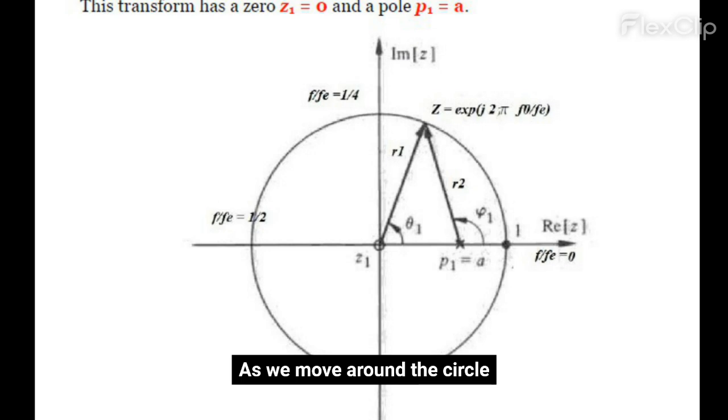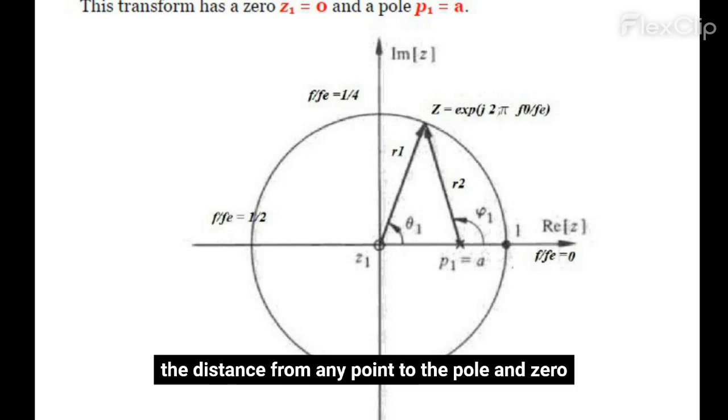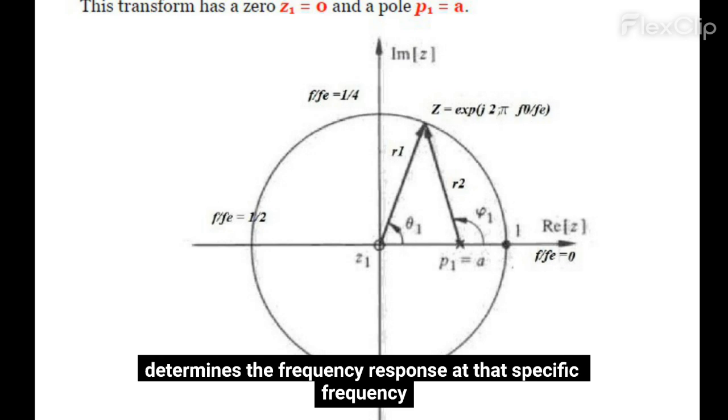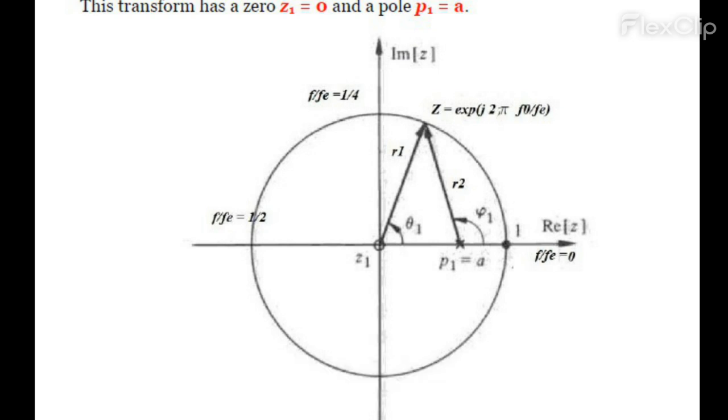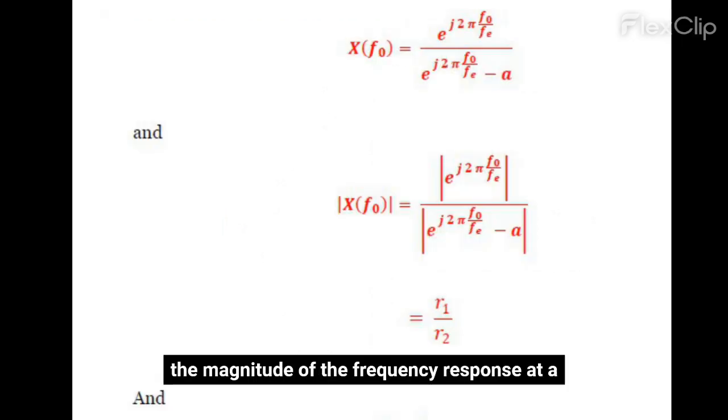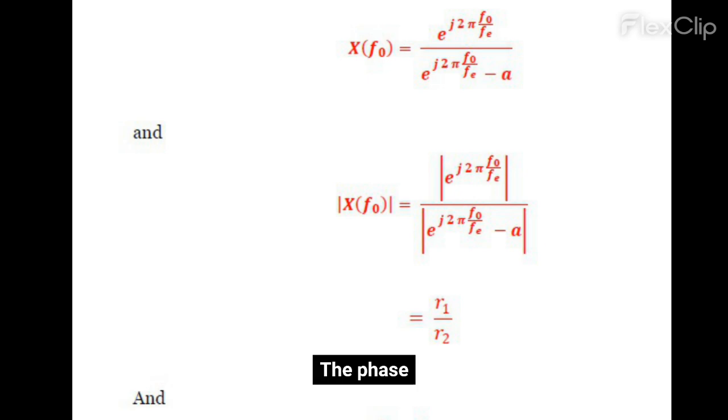As we move around the circle, the distance from any point to the pole and 0 determines the frequency response at that specific frequency. Quantitatively, the magnitude of the frequency response at a frequency f0 is the ratio of the distances from the unit circle to the 0, R1, and the pole, R2.